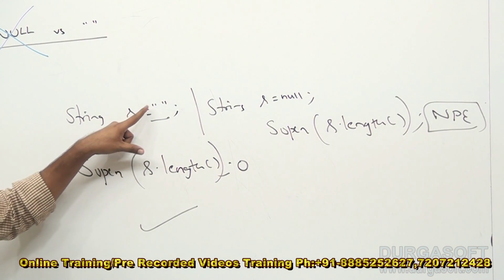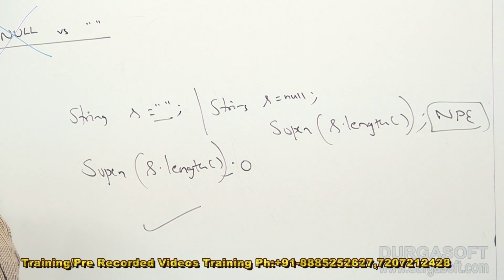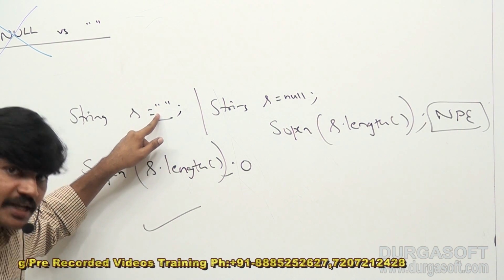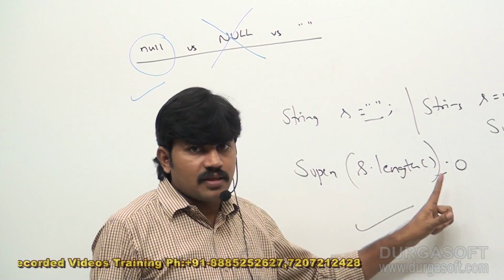So String s = "" (double quotes open, double quotes close) and String s = null are not the same. Both are not same, don't get confused. Here a string object is there, but how many characters are there in that? 0 number of characters, right? That's why s.length() is nothing but 0.